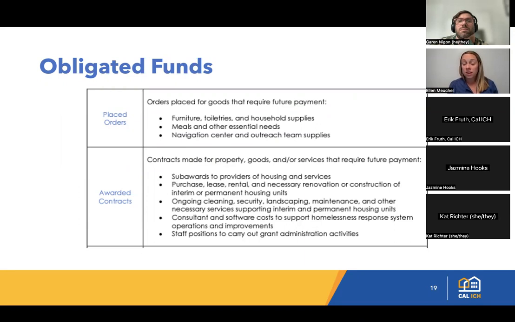One really quick signifier that sometimes gets lost in translation is that if a dollar has been expended, it is inherently obligated because it has been planned for and spent. We had a little bit of confusion about that when we had our first deadline, but it's just something to clarify for you all as well.